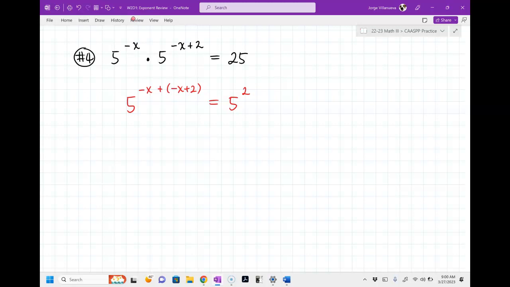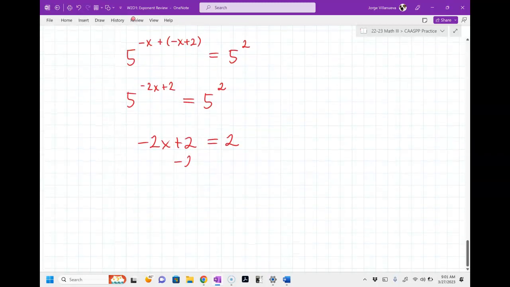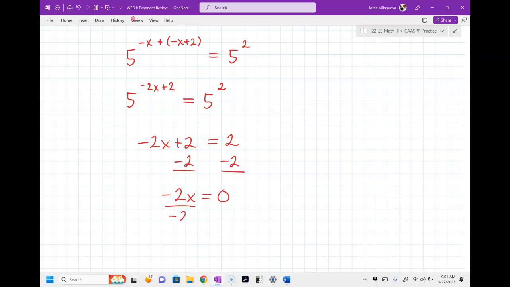Now, negative x plus a negative x is a negative 2x. It's not 0. It's negative 2x plus 2. So I'm going to write 5 to the negative 2x plus 2 is equal to 5 squared. Notice I have the same bases, right? Base 5s. That means that my powers, negative 2x plus 2, has to be equal to the other power. So negative 2x plus 2 has to equal 2. Now let's subtract 2 on both sides. So that's negative 2x equal to 0. And if I divide both sides by negative 2, x is equal to 0.